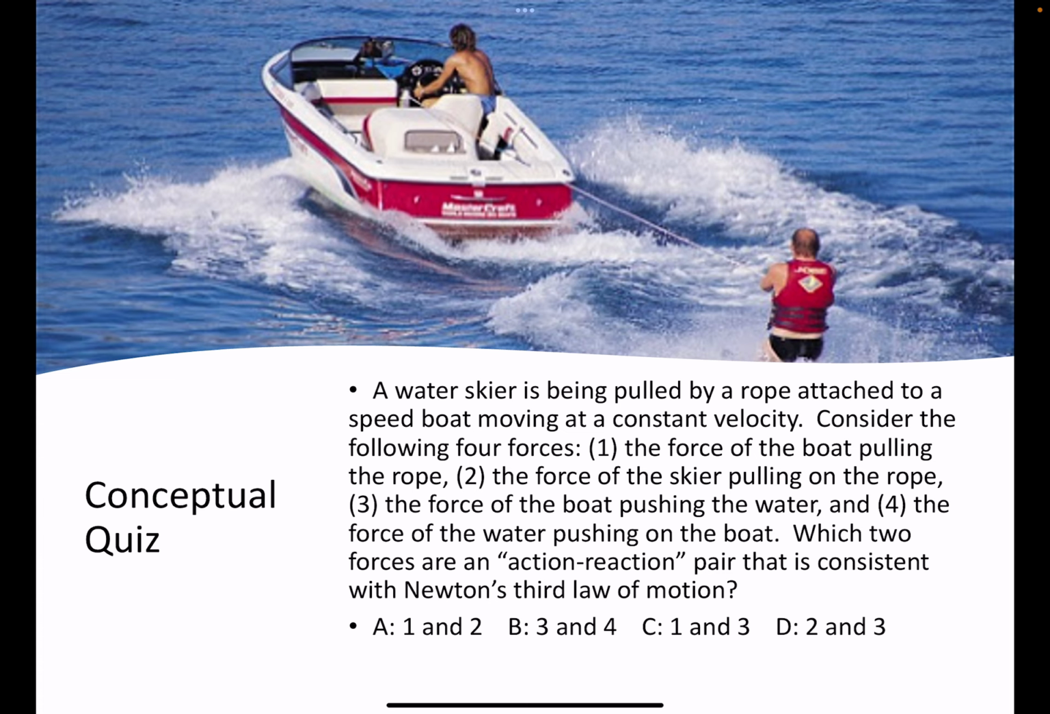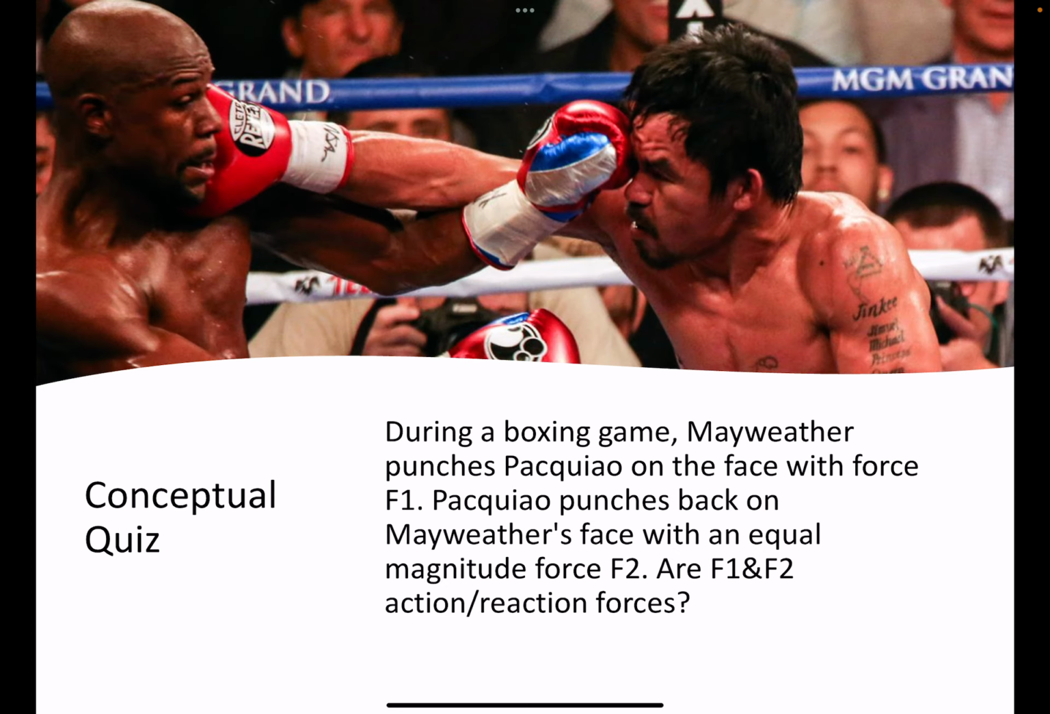So what is the action-reaction pair? It has to be between two objects, right? If action is from A to B, then reaction is from B to A. We cannot have a third object. And they have to be equal magnitude, opposite direction. Based on that criteria, I think the only two forces that satisfy this are 3 and 4. The force of the boat pushing the water and the force of the water pushing the boat involve two objects, and the forces between them are equal magnitude, opposite direction.